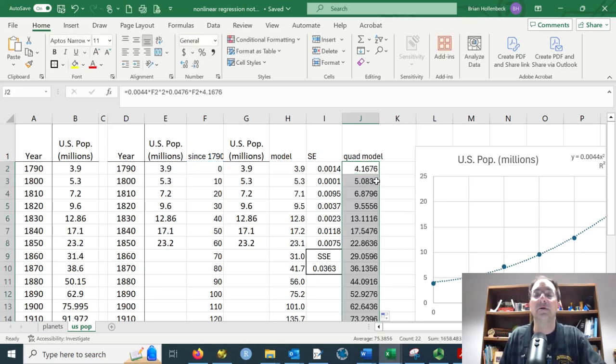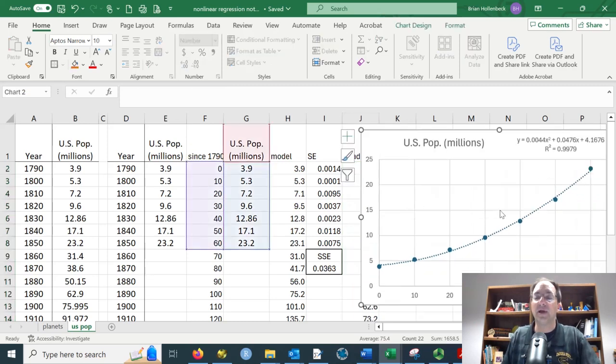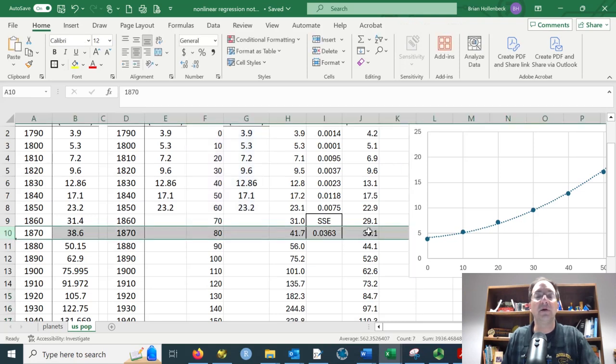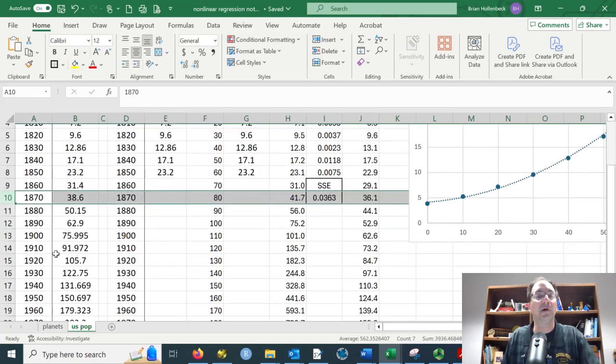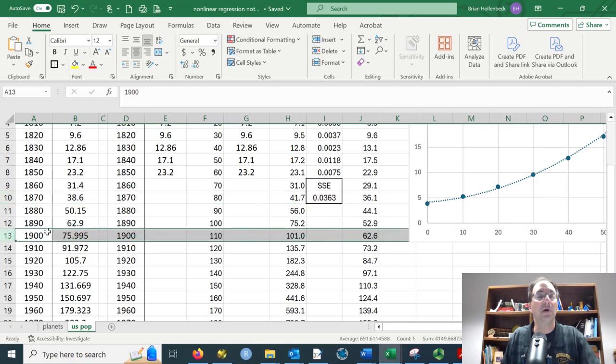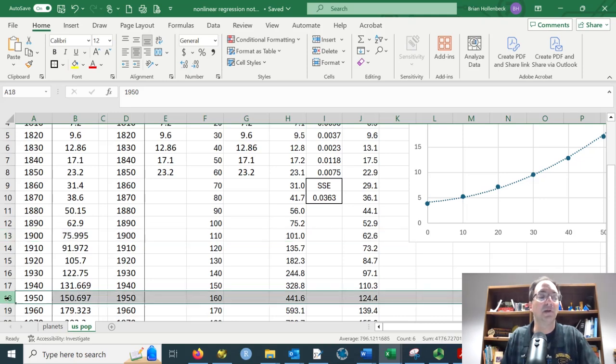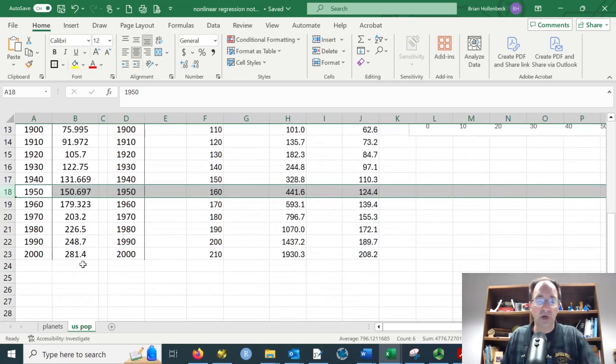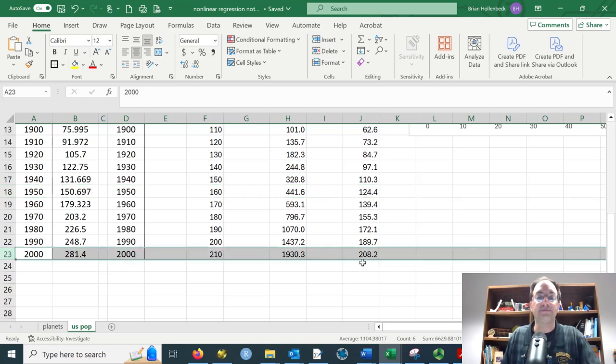So we'll drag this down, get rid of those extra decimal places. Again, visually for the data we have, looks great. For extrapolation purposes, 1870, they're all in the same ballpark. For 1900, 76 million versus 63 million. Maybe that's a little better than other ones. 1950, 124 million versus 150 million. So that's actually a lot better than our exponential models. And then in the year 2000, 208 million is certainly a lot better than 2 billion.